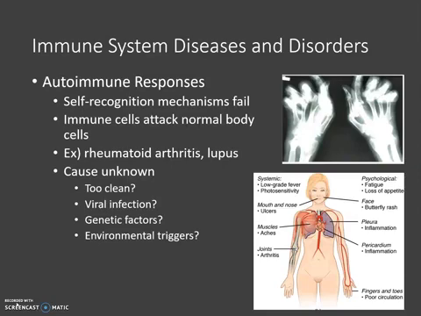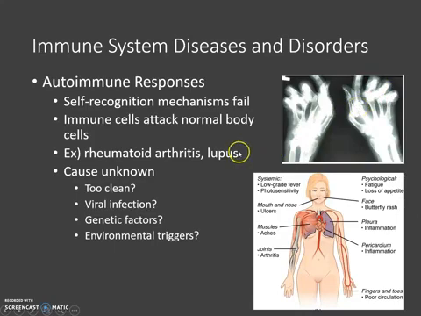So some examples of some common autoimmune disorders includes rheumatoid arthritis, in which the immune system attacks the joints. And you can see this is an x-ray of someone with rheumatoid arthritis, and it typically causes the joints to become disfigured and painful and immobile, and it really damages the joints.